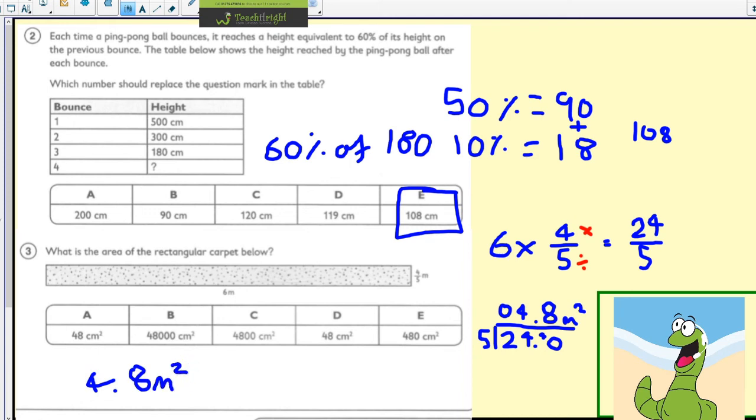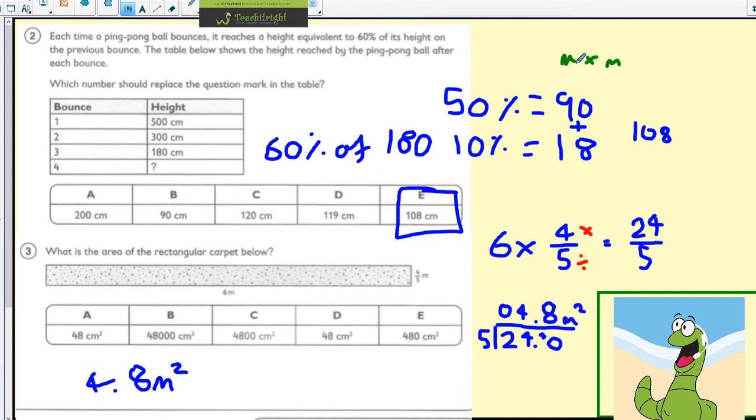I've got to be very careful here because the answer is not in meters, it's in centimeters. And when converting between meters squared and centimeters squared, perhaps this is the best way to demonstrate it. Meters squared means meters times together. That's what meters squared is.